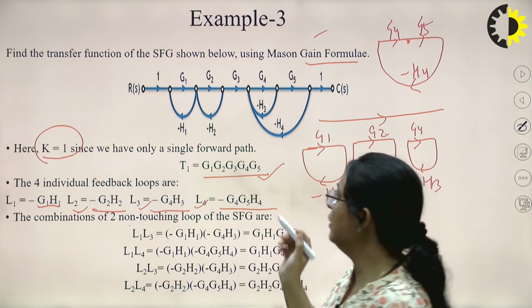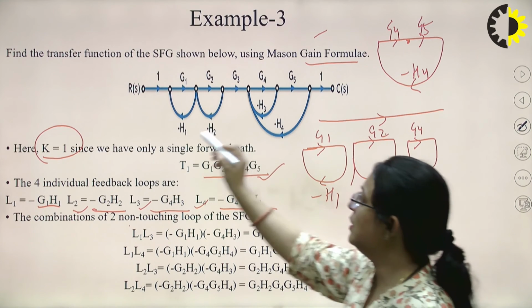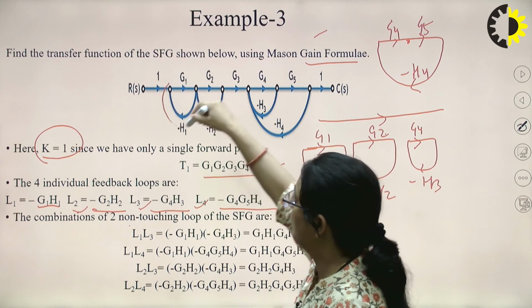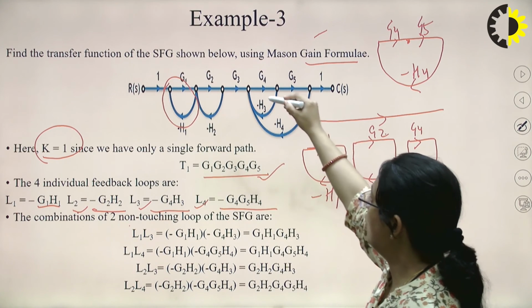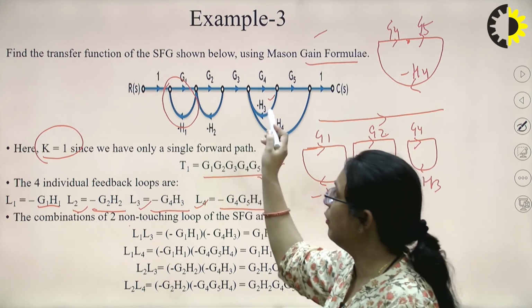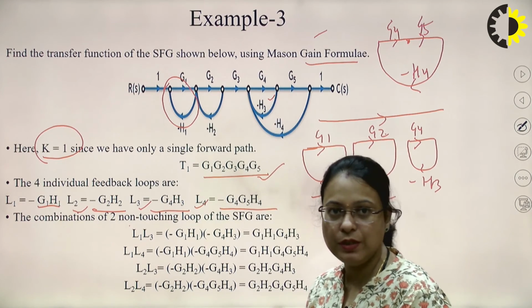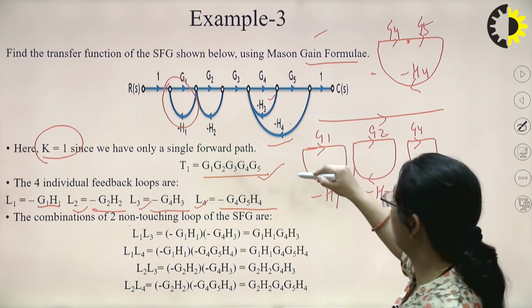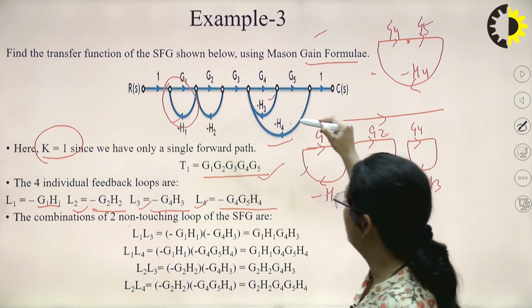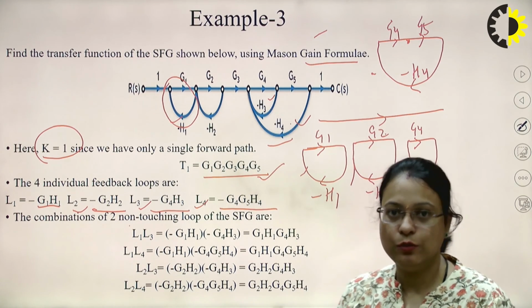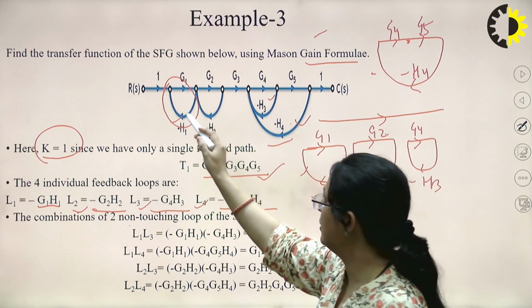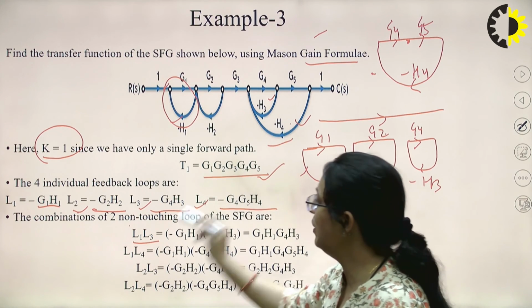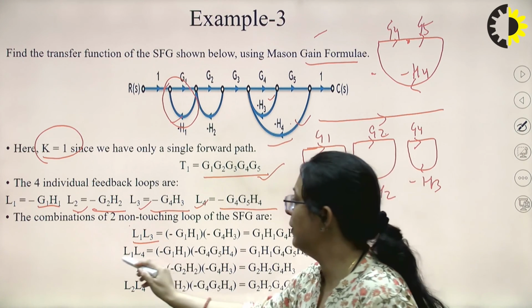Now let us see the 2 non-touching loops. You can see for this particular loop L1, this is also a non-touching loop. These 2 loops are not touching each other. So one combination is this. Similarly, the bigger loop, this one and this one are not touching each other. So this is another combination. So let's say L1 and L3 is one combination. L1 and L4 will be another combination.